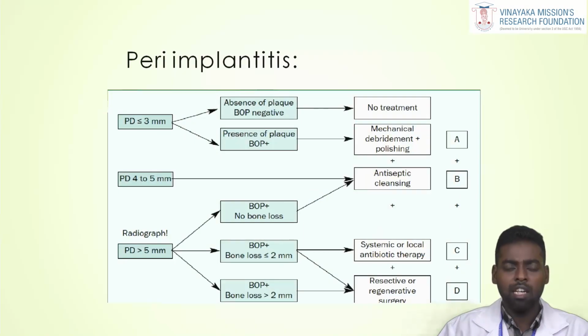Going on to treatment planning in peri-implantitis, we segregate the treatment plan according to pocket depth. First is a pocket depth of less than 3 millimeters, with either absence of bleeding on probing or evident bleeding. If bleeding on probing is absent, then we go for no treatment. If bleeding is evident, we go for non-surgical maintenance, where cleaning or scaling is done properly.